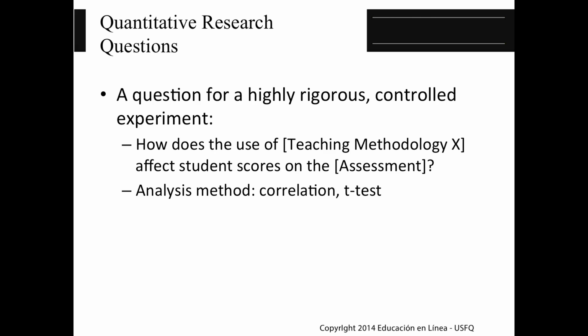Now, as I said a little bit earlier, if we are not doing a rigorously controlled study, then we would be better off using a more neutral kind of phrasing, which is, what is the relationship between the use of teaching methodology X and student performance on whatever assessment you're going to be using? Notice the use of the term relationship. We're not pinning this down to a cause-effect relationship. We're simply asking, what is the relationship? And once again, we might use similar analysis methods, correlation or a t-test.